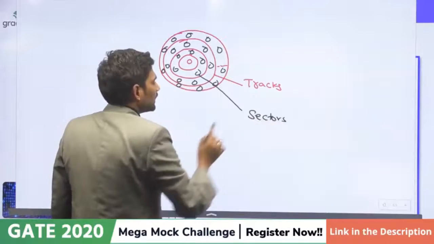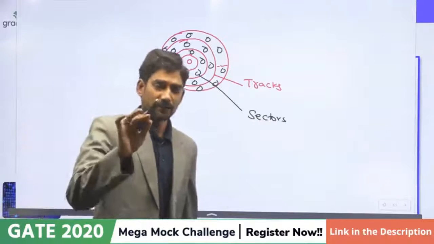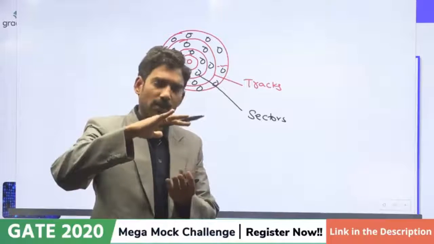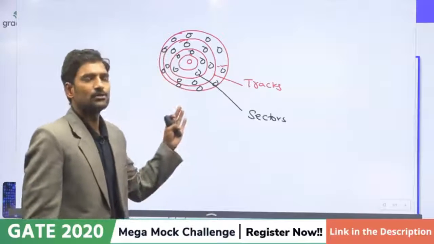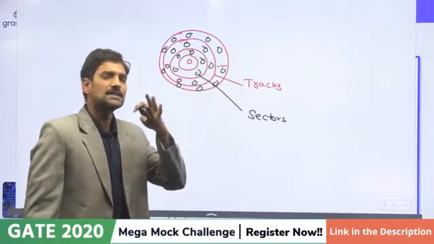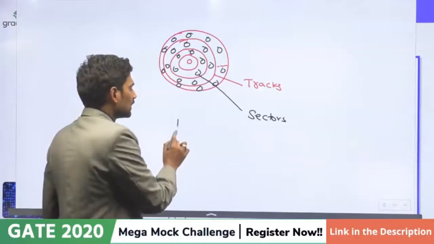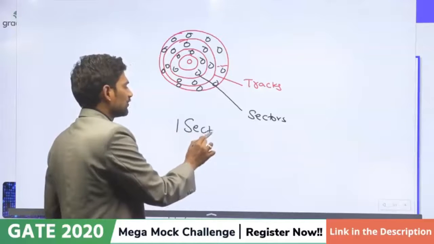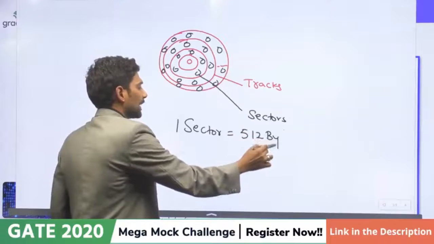Any surface, that means top as well as bottom, both sides will be partitioned into tracks. Tracks are further partitioned into sectors. Please make a note of this point, that the universal capacity of a sector is 512 bytes.